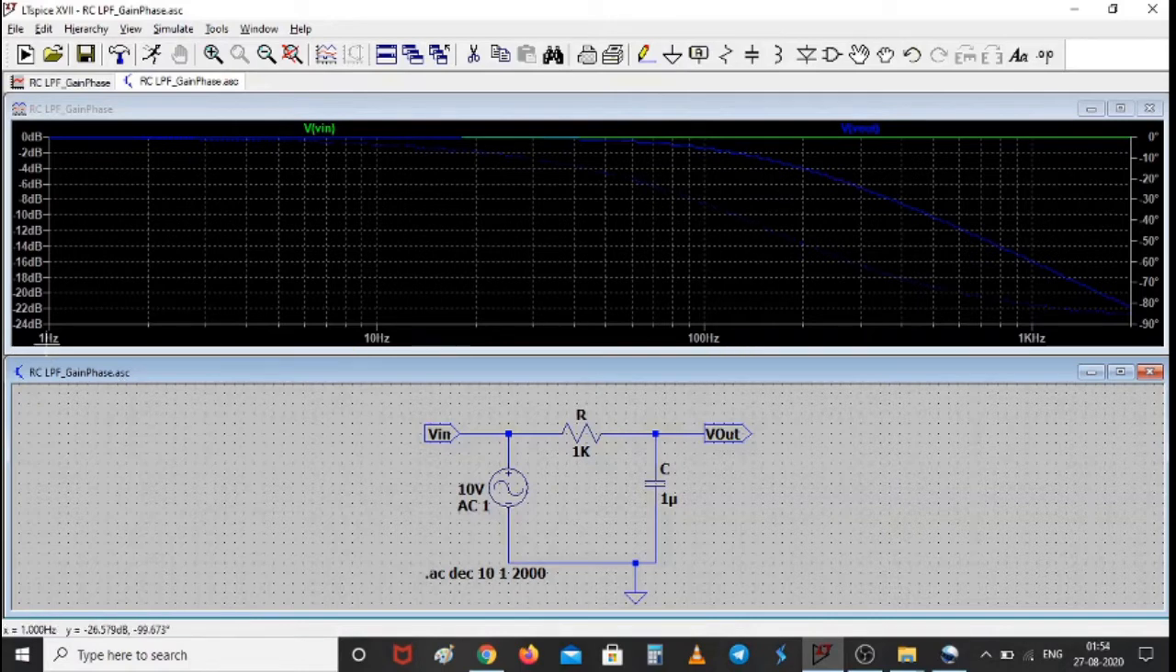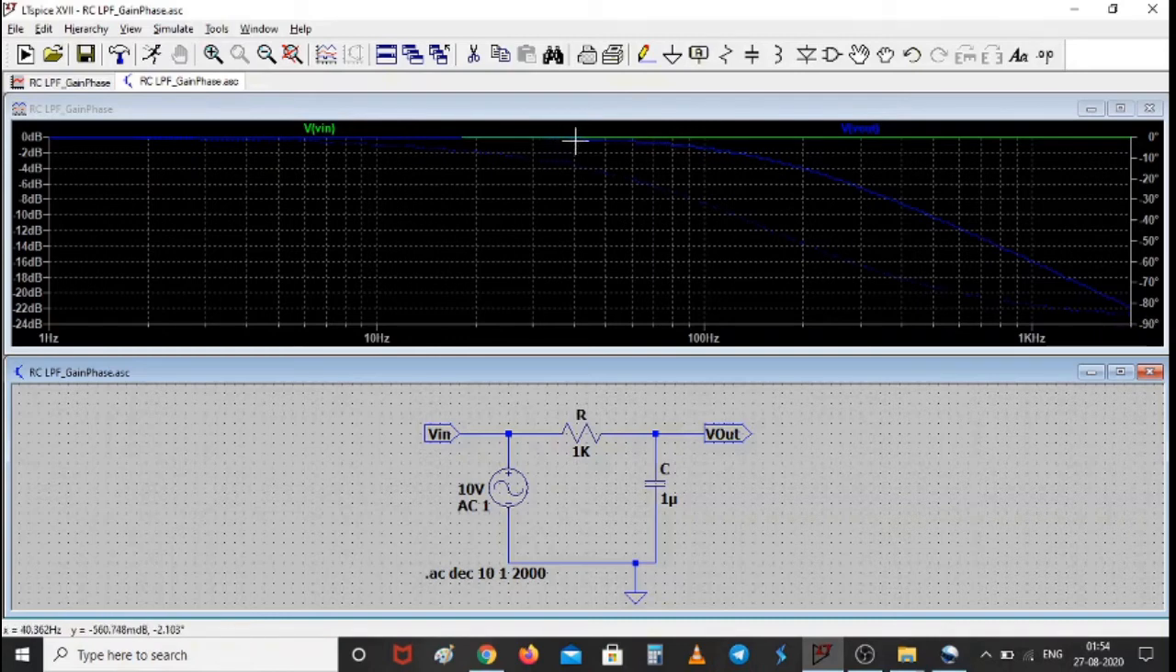Okay, at f equal to 0 or lower frequencies, what is my phase given by? For example, at f equal to 0, my angle is 0. Exactly at f equal to fh, my angle is found to be minus 45 degrees. As f tends to infinity, my angle is found to be minus 90 degrees. That is why your phase angle will never touch this particular line, which is minus 90 degrees.